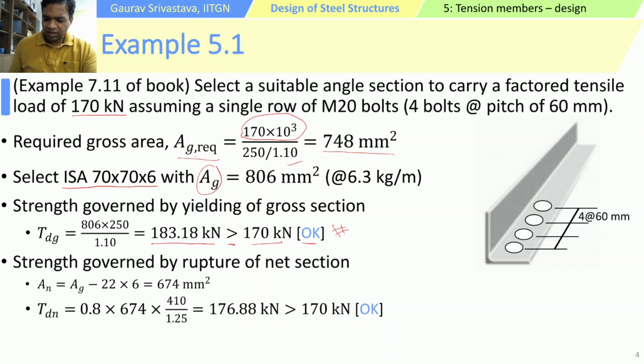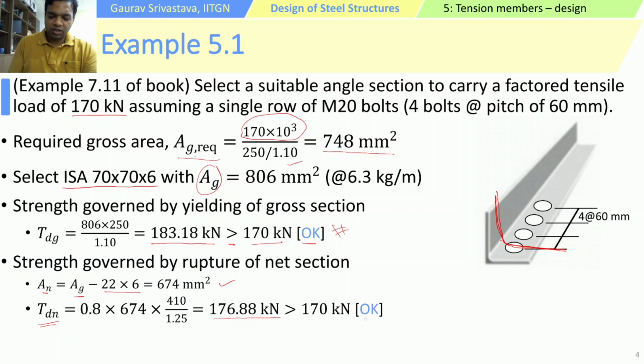Then for the strength governed by rupture of the net section, in this case we are using the other formula which the code has, which was in terms of alpha and the net area. The net area will be gross area minus the area of the holes, and in the net area only one hole will be there. So 22 mm is the hole diameter and 6 mm is the thickness. The net area comes out to this, and the rupture design strength comes out to 176.88, which is also greater than 170. So this is also okay.